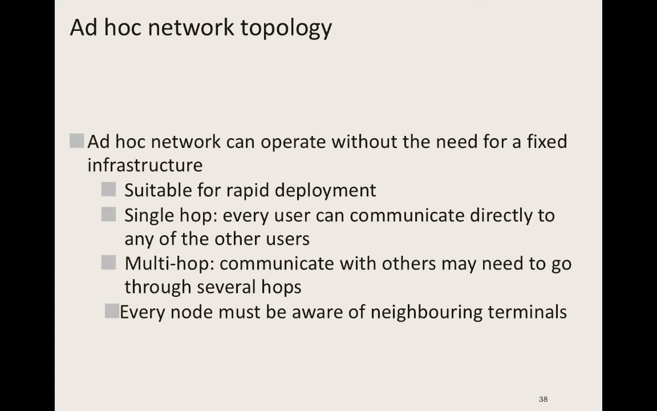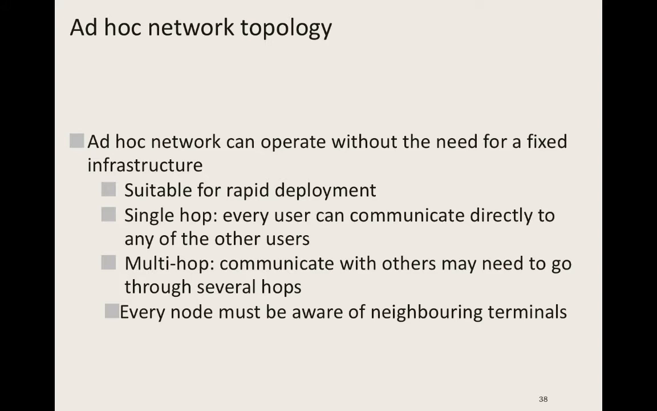An ad hoc network is when devices are connected to each other and no central controller exists. It's suitable for rapid deployment. If the devices are directly connected to each other, it's called a single hop network or single hop ad hoc. If devices need to connect through a couple of other devices to get to another device, it's called multiple hops. So in single hop, all devices are connected to each other, and in multi-hop, they communicate with each other to get to a certain device.